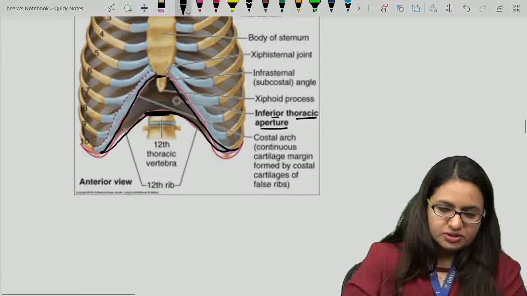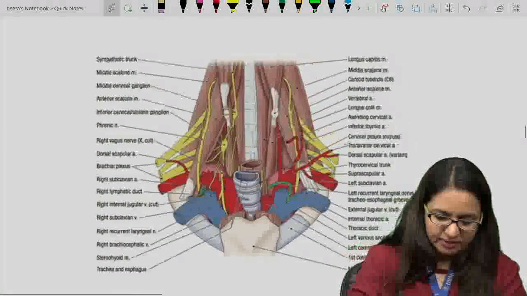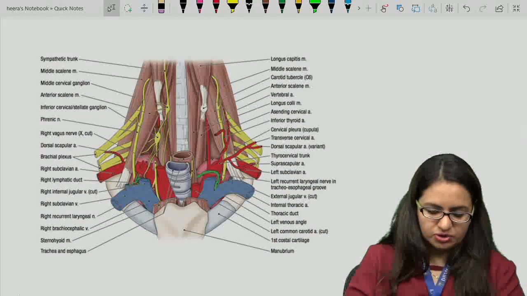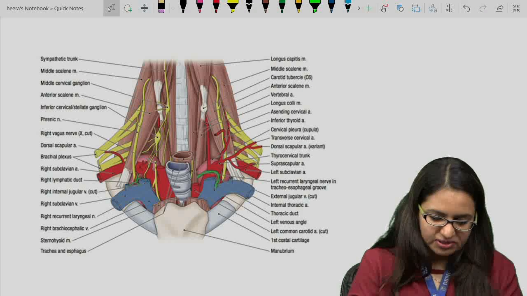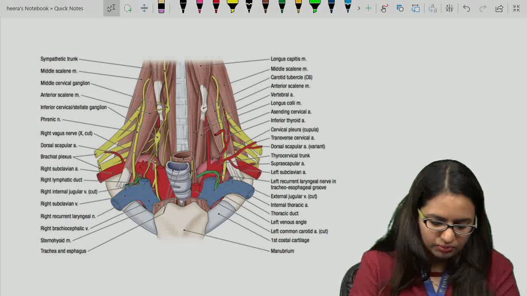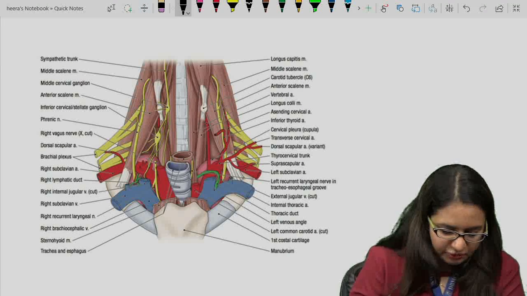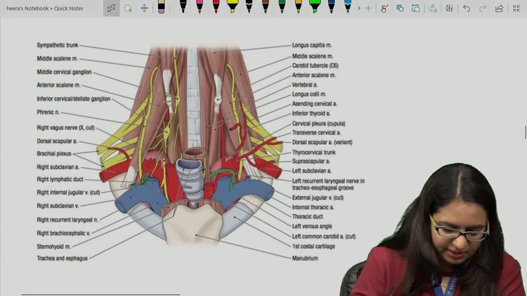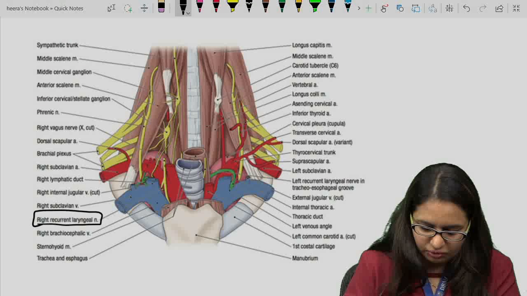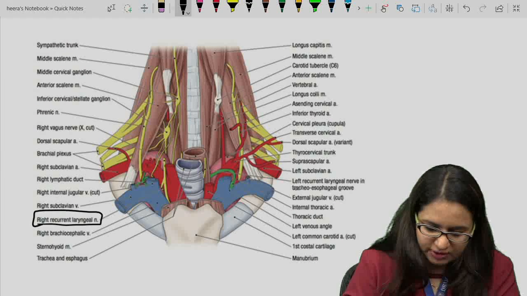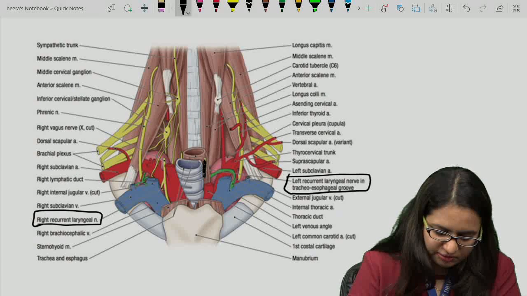Now if we talk about the superior thoracic aperture, the structures present in the neck, they pass through this superior thoracic aperture. Now in this we are mainly concerned with which structure is not passing through it. We can see in this diagram that mainly all the structures are passing over here. If we focus on the recurrent laryngeal nerve, this is the right recurrent laryngeal nerve, and over here the left recurrent laryngeal nerve. The left recurrent laryngeal nerve, it is present over here.